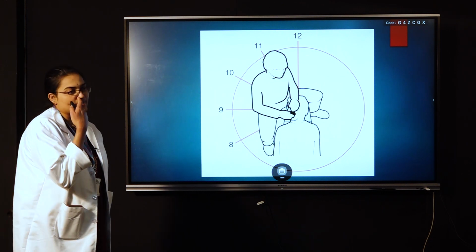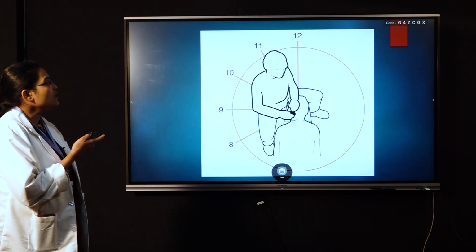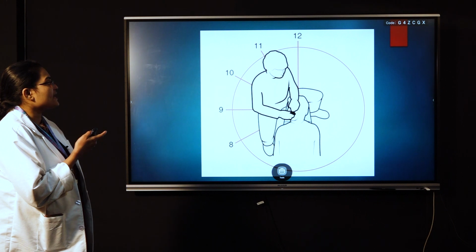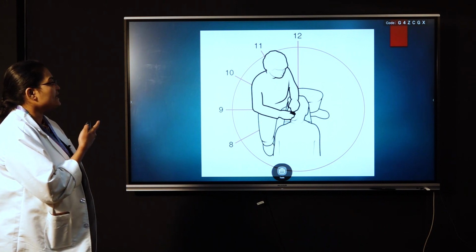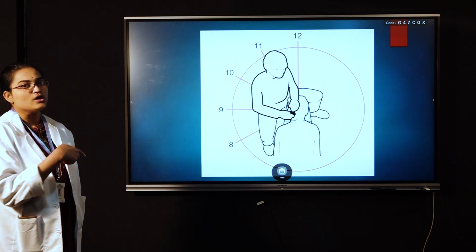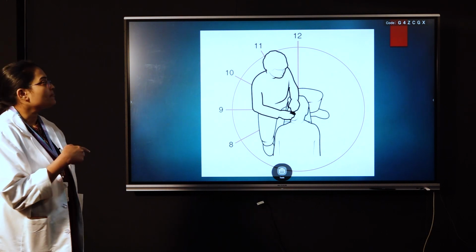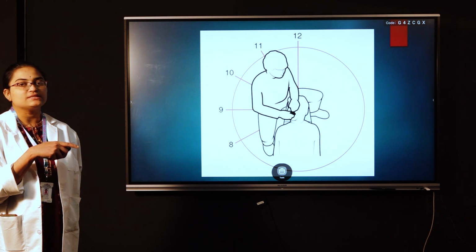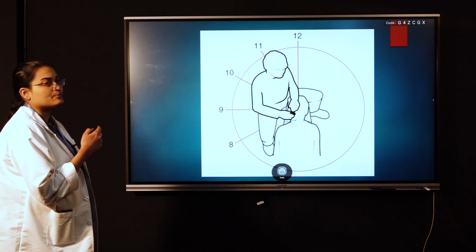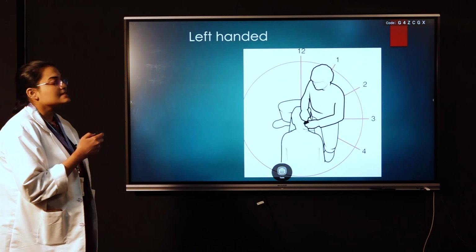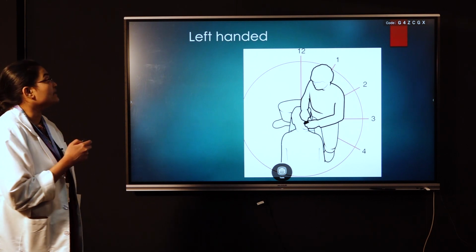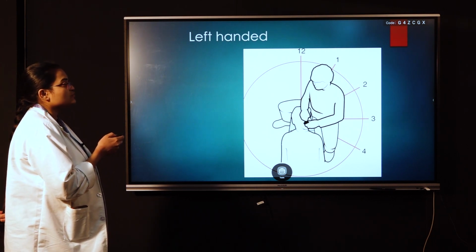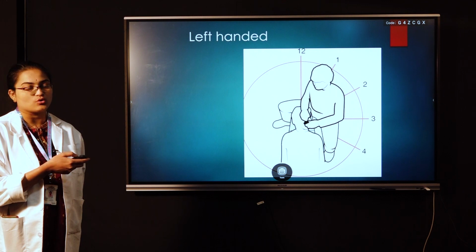So this is a diagrammatic representation of how you can visualize the 12 o'clock, 11 o'clock, 9, 8 according to your position as the operator. In the 11 o'clock position, you can access almost all the teeth from that position. This is the picture representing left-handed dentistry, where it is accessed through 1 o'clock, 3 o'clock and 5 o'clock positions.